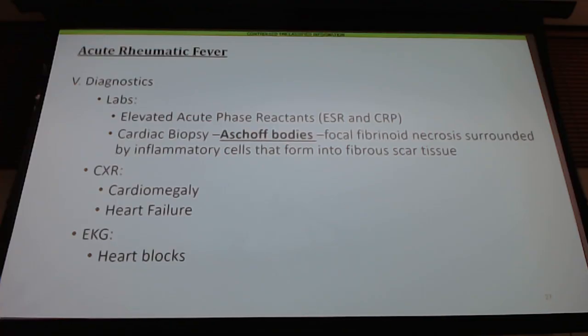Ancillary studies may not be useful, but you may see cardiomegaly, especially if there is a pretty significant inflammatory process going on. If there's dilation of the heart chambers themselves because of the failing heart, then you might see that enlarged cardiac silhouette. You may have heart blocks because if that inflammation starts to affect the conduction system, you may see on EKG a variety of heart blocks.